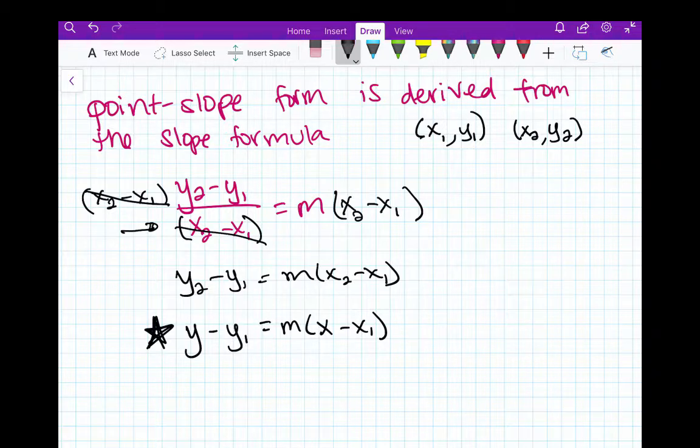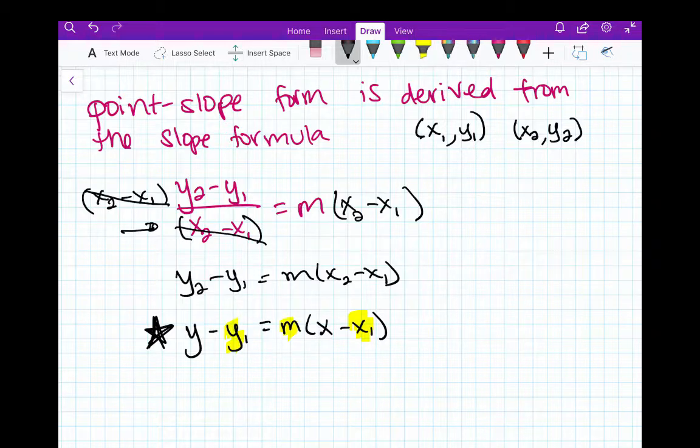And so in this case, the y and the x represent the variables. They represent some generic point on the line. So we would actually not plug in anything for y and x. The only thing that's going to get a value substituted for it is y1, m, and x1. Those are what I need to find.